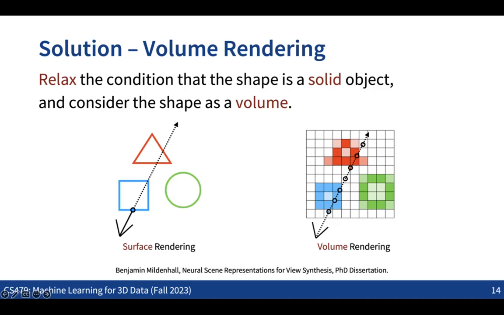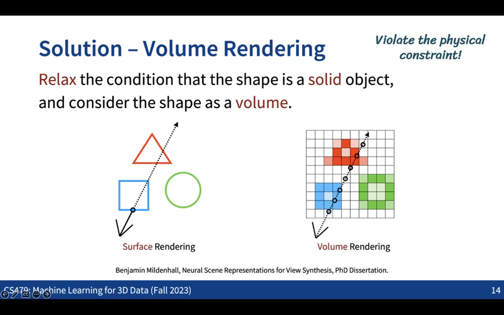But the interesting idea here is that we want to relax the condition of the solid object. We want to see all the 3D models as some sort of volume. So it's slightly violating the physical constraint, right? We know all the 3D models we have are solid objects, but we ignore that fact and see everything as some sort of volume. That's the direction people are exploring in the neural rendering literature.